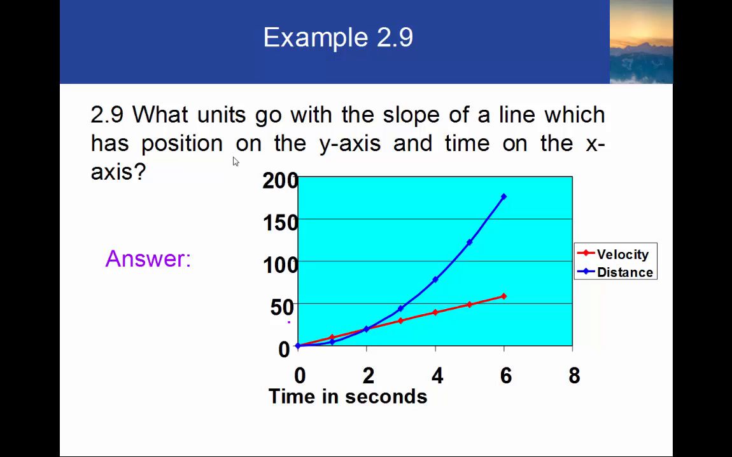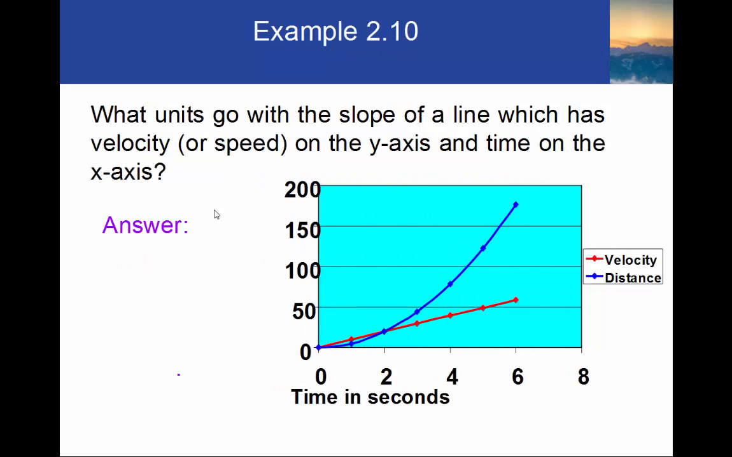All right, our next example shows us a graph. The graph has position on the y-axis and it has time on the x-axis. And it asks, what are the units which would go with the slope of position versus time? And the answer is, for one thing, don't just look at this graph because this is showing a velocity and a distance. To find the slope, you always take the rise, you divide by the run. So if the rise is a distance or a position and the run is a time, seconds, then the slope of that has to be distance or meters divided by time, seconds. So the slope would be meters per second.